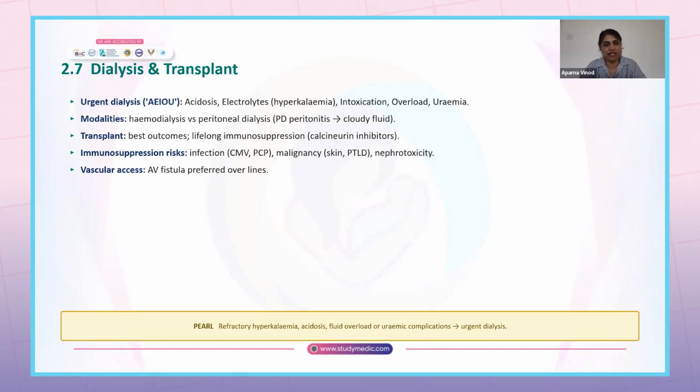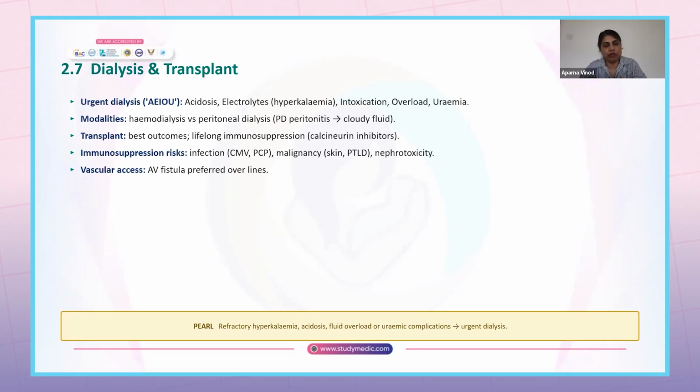Okay, acidosis means pH less than 7.1. Hyperkalemia is not just hyperkalemia, it is resistant or refractory hyperkalemia. You are trying to treat the hyperkalemia, but it's not coming down. Okay, intoxication with other chemicals or drugs like methanol. Overload, it can be volume overload and the patient is having pulmonary edema, and then uremia. Okay, so all these are indications for starting dialysis.